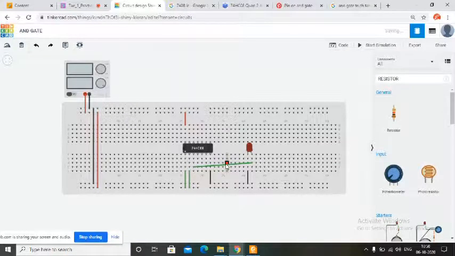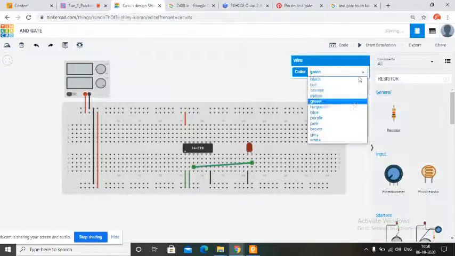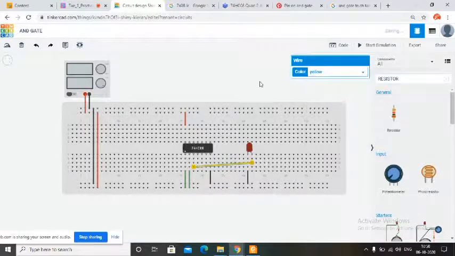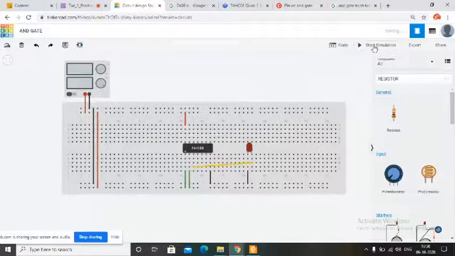So let us change the color of the output wire to yellow. You can keep any color. I'm just changing it so that you can distinguish between the input wire, output wire, and the rest of the colors. It is not necessary to keep it yellow. Now let us simulate.